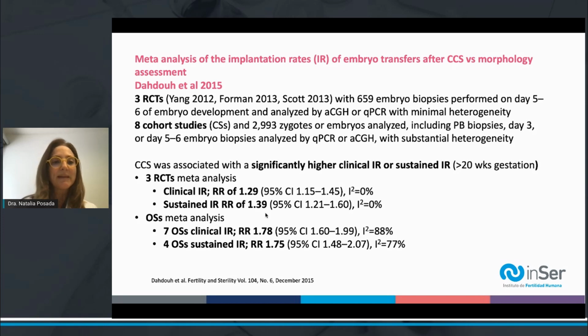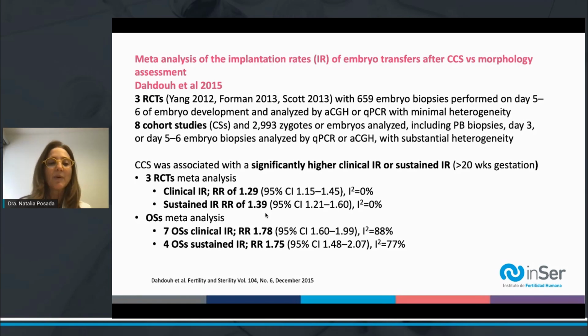And also, they did a meta-analysis of 8 cohort studies with almost 3,000 zygotes or embryos analyzed. However, these studies were very heterogeneous. Some included polar body biopsies, other day 3 or day 5 biopsies, and were analyzed by either qPCR or aCGH. However, the results were quite consistent.